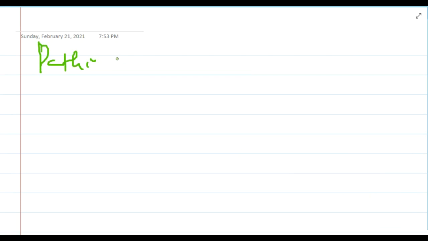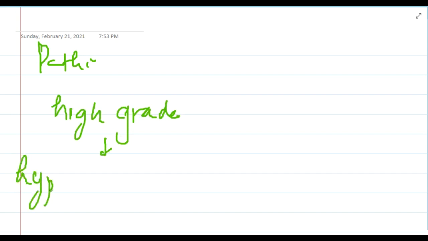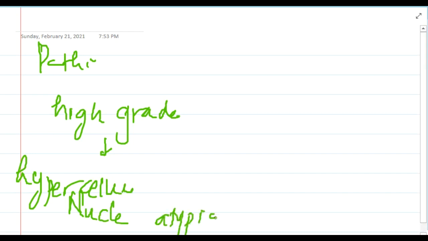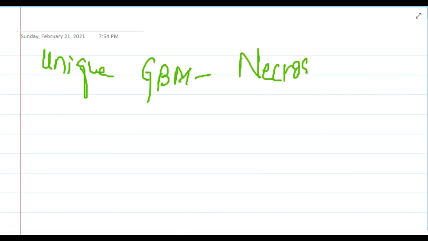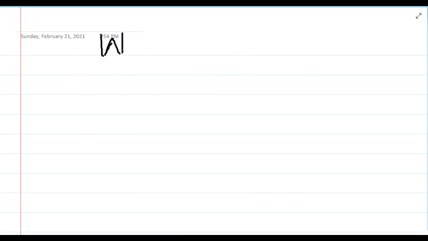The histological features of these high grade tumors mainly include hypercellularity, nuclear atypia, and endovascular hyperplasia. The unique feature of glioblastoma multiforme is necrosis. Then the WHO classification of astrocytoma is very important.